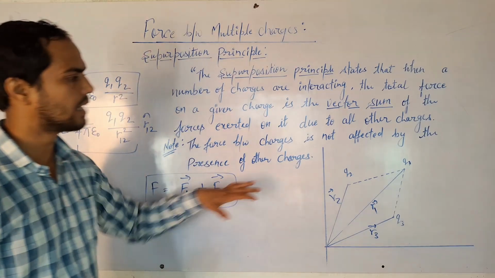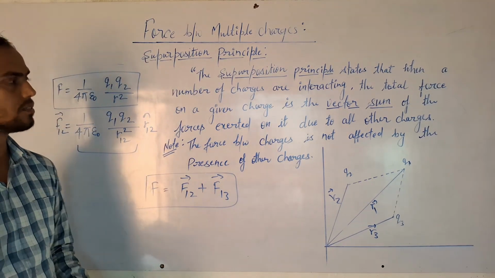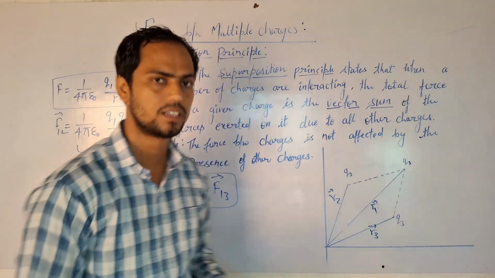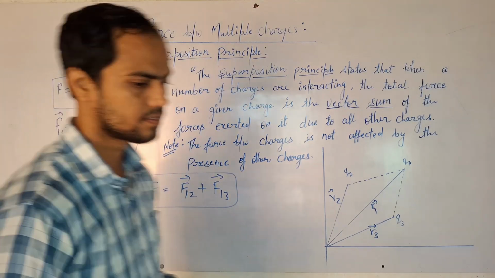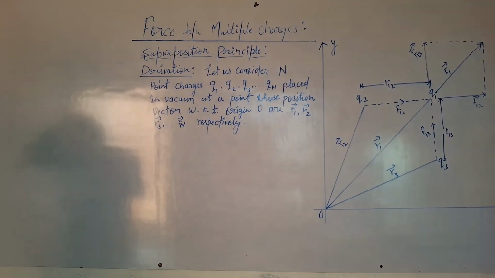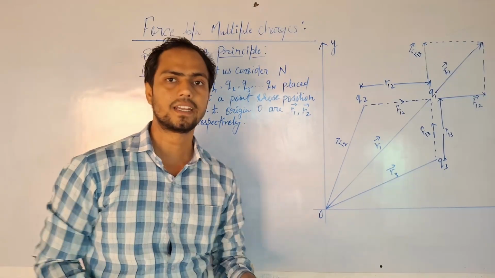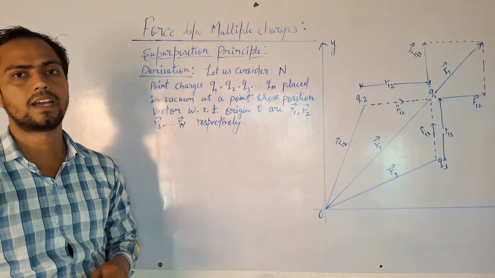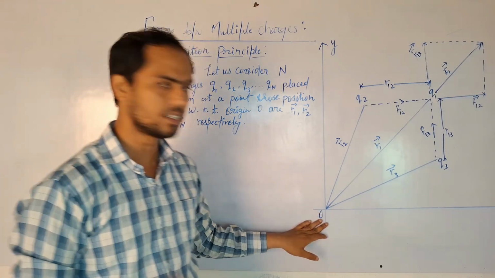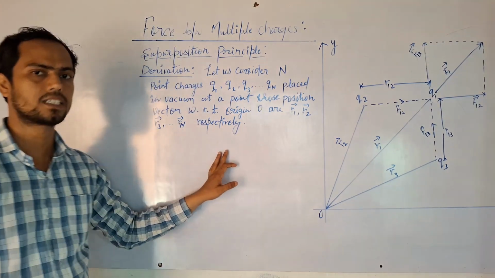So now move to the derivation. We derive a general formula for the force between multiple charges with the help of the superposition principle. So let's start. Let us consider n number of charges in vacuum at points whose position vectors with respect to the origin are r1, r2, r3 and so on up to rn respectively.